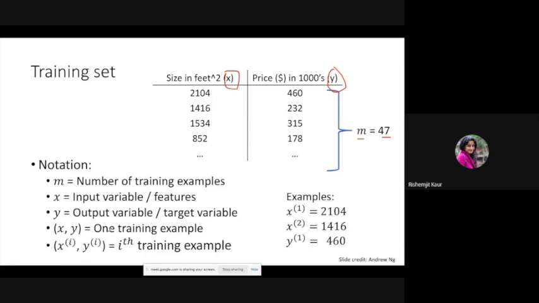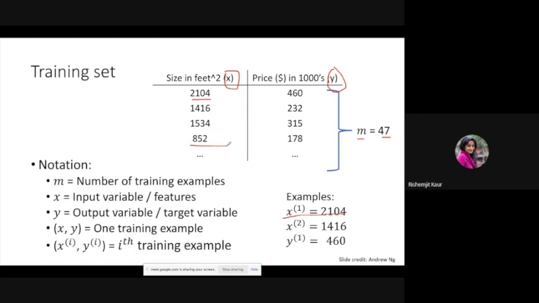Then one training example is represented by (x, y). If I want to, let's say, very clearly mention the example number 1 or 2 or 3, we will use the superscript here, x of i and y of i, to represent the ith training example. For example, x of 1 will become 2104, right? Similarly, x of 4 will become 852.